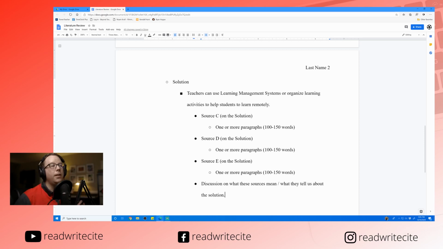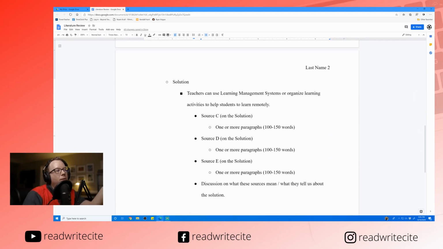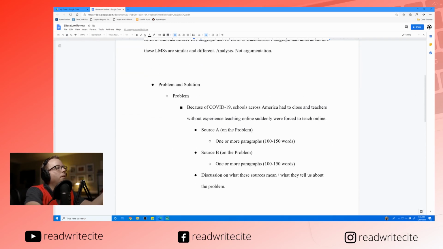Okay, so here in this section, this could be 450 words plus whatever this discussion is. So with this specific strategy, you could easily have 600-700 words with 5 sources. Does that make sense? Because again, simple strategy, you're going to identify a problem, then you're going to identify a possible solution. So, because of COVID-19, schools across America had to close, and teachers without experience teaching online suddenly were forced to teach online, and maybe you give 2 sources that explain the problem.